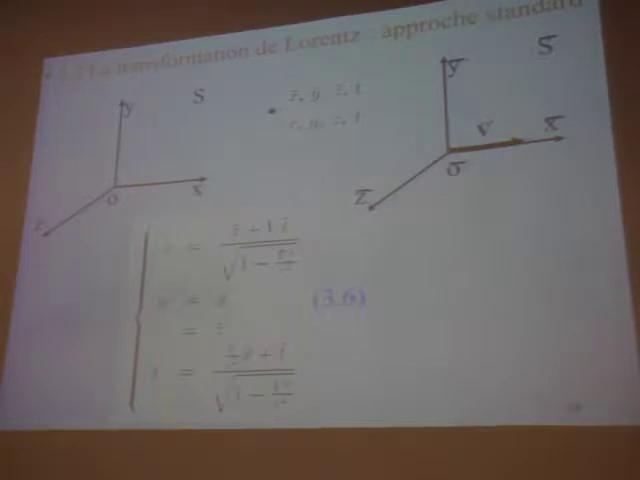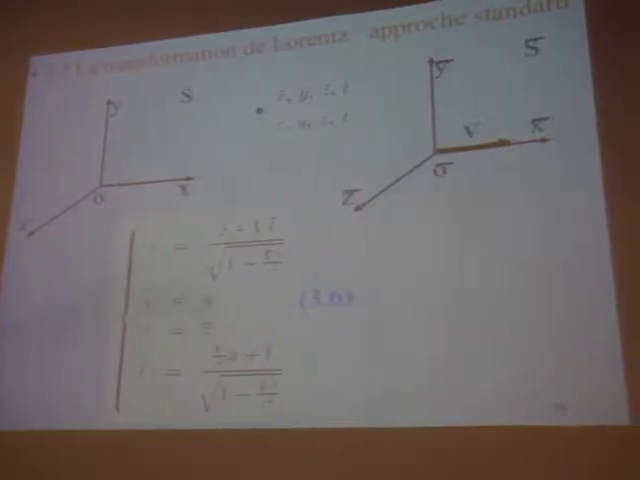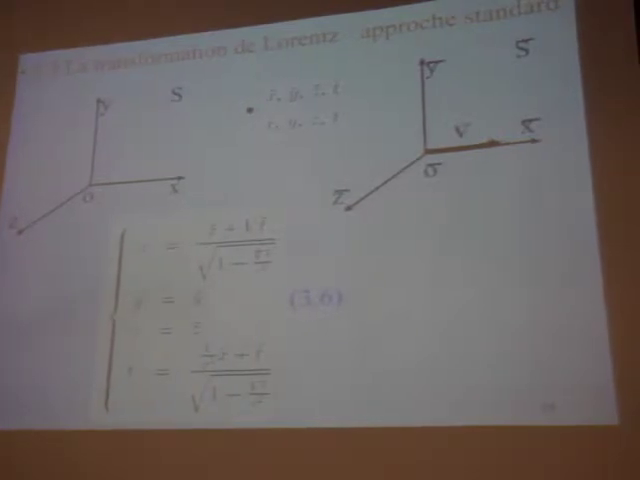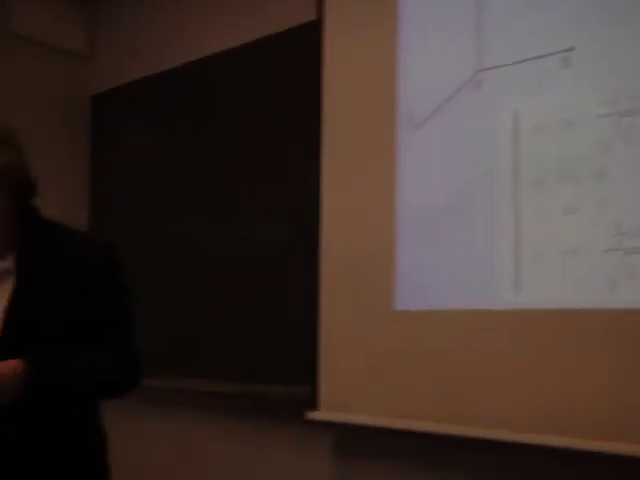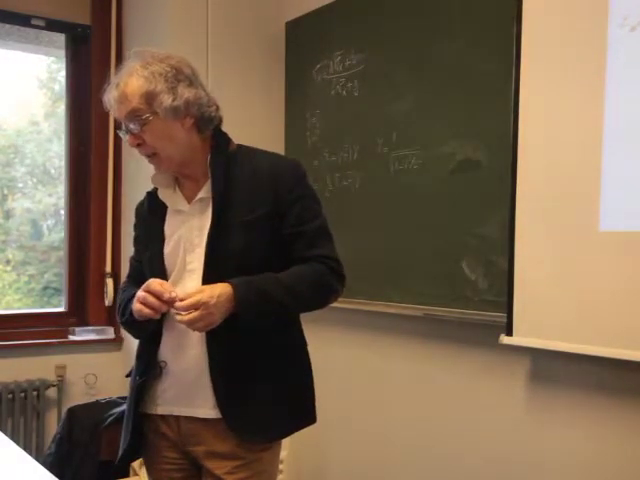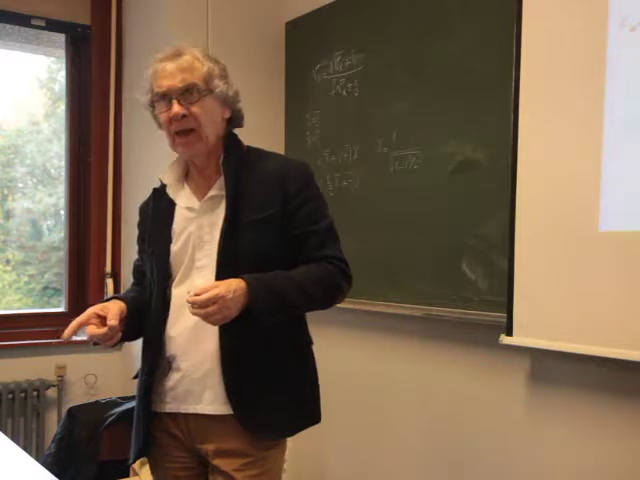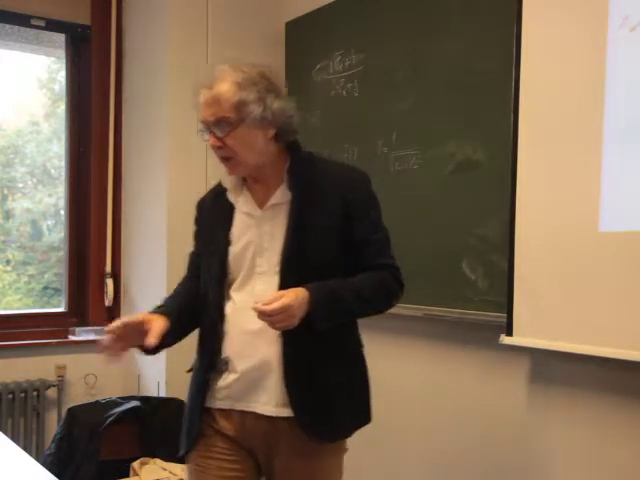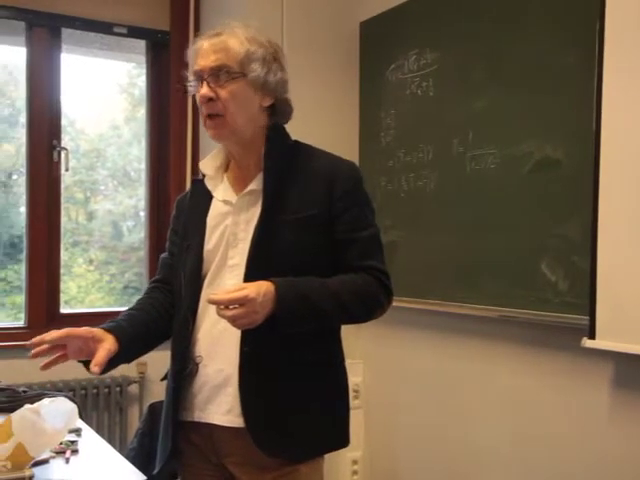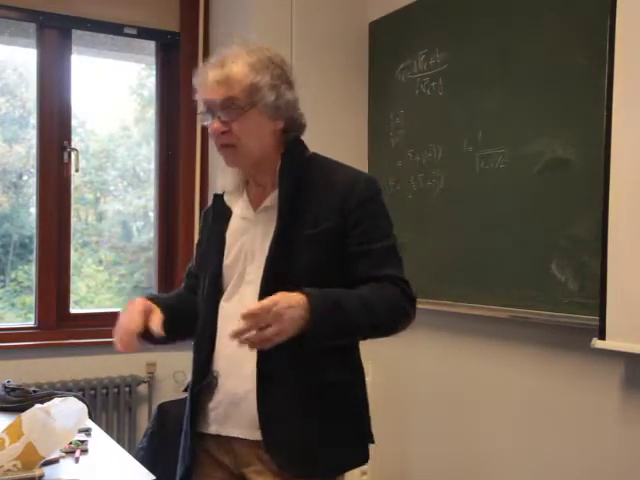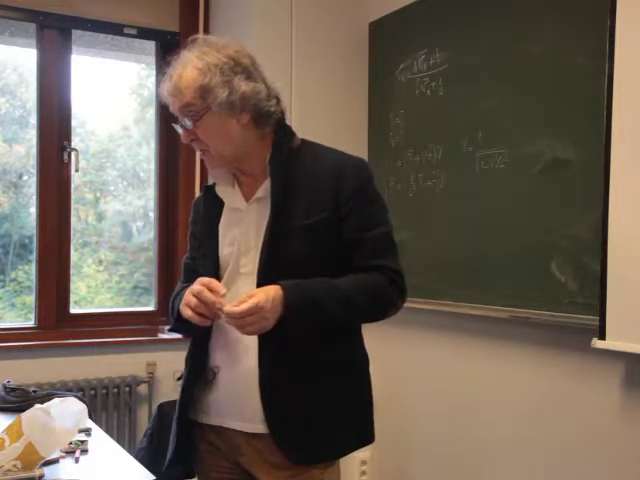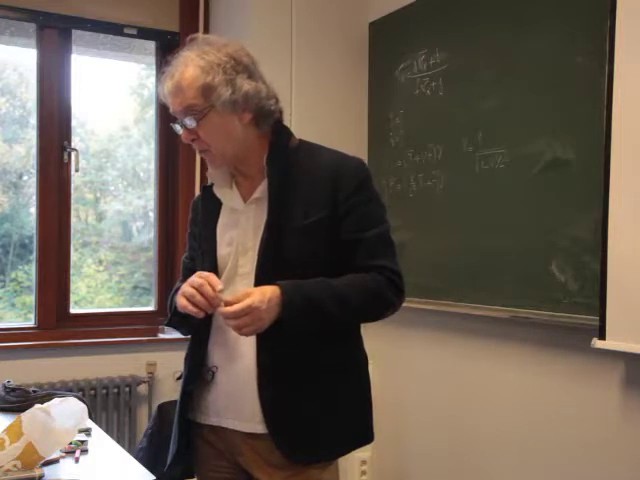So as a summary, the transformation from one system of inertia to another is no longer the Galilean transformation, but the Lorentz transformation. And Lorentz had established that transformation to first order, I think, in 1897, then to second order was the same transformation established, I think, in the beginning of the 20th century.